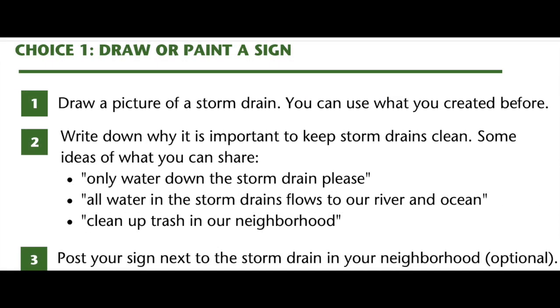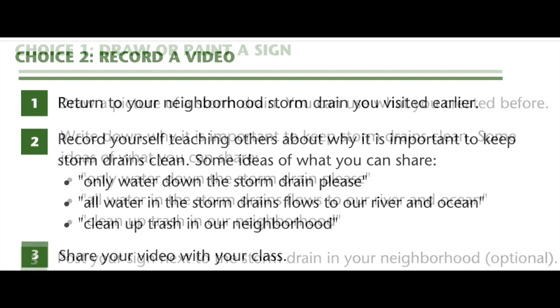If you chose the first option, to draw or paint a sign, here's the suggested steps. First, draw a picture of a storm drain, or you can use what you created before. And then, on the same piece of paper, write down why it's important to keep storm drains clean. Here are some ideas of what you could share. Only water down to storm drains, please. All water in the storm drains flows to rivers and oceans. Clean up trash in our neighborhood. And then if you'd like, you can post your sign next to the storm drain in your neighborhood, or share your sign with your class.